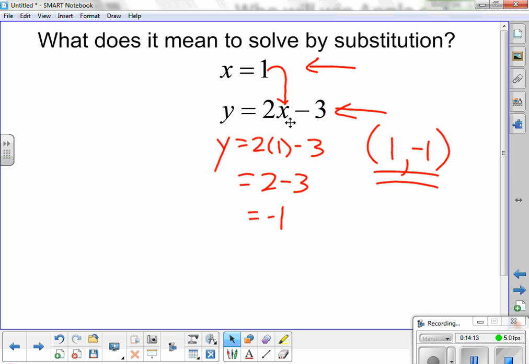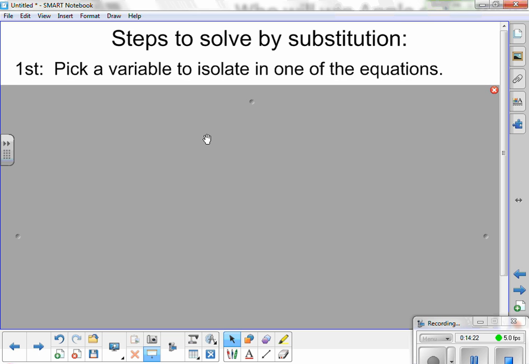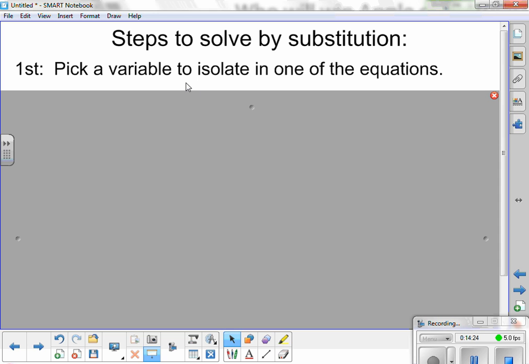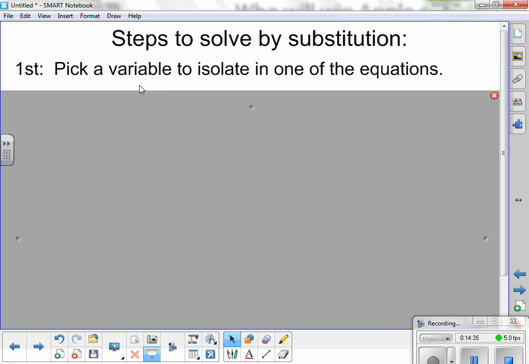You're taking one equation, substituting it into the other equation. Now there's a couple steps here because it does get more difficult than the one I just showed you. First step to solving by substitution is to pick one variable and isolate it in one of the equations. The one that I just showed you had x isolated, so you can just plug it right in for x. So first pick a variable and isolate it.